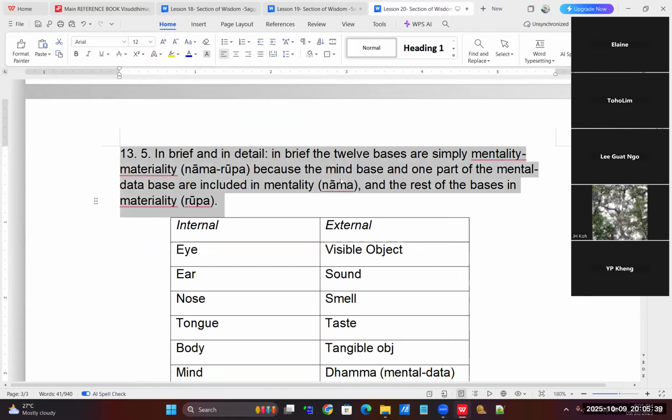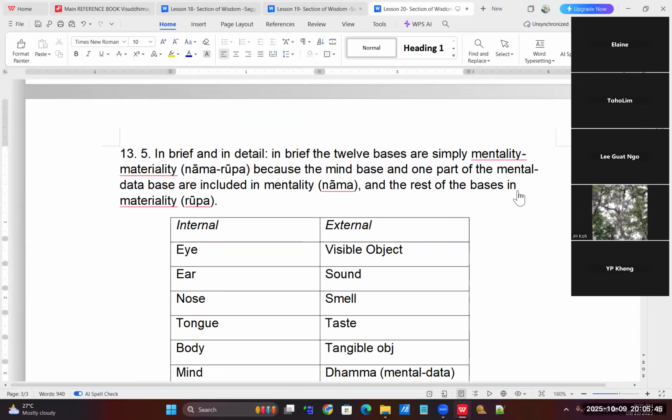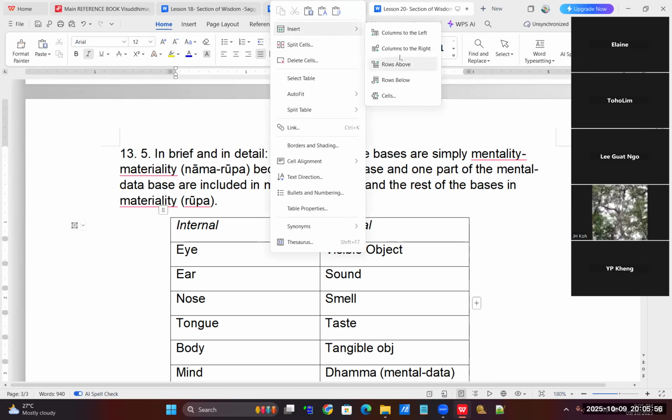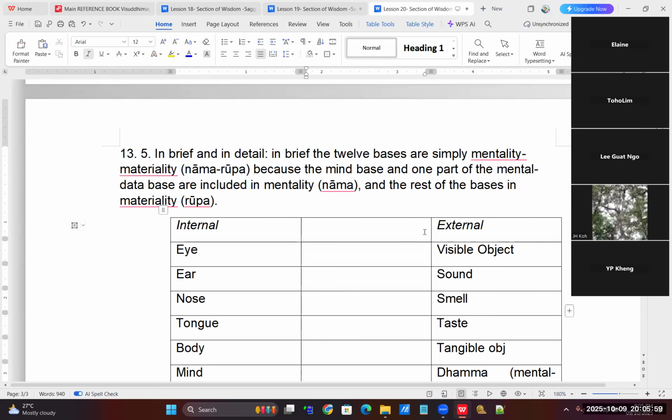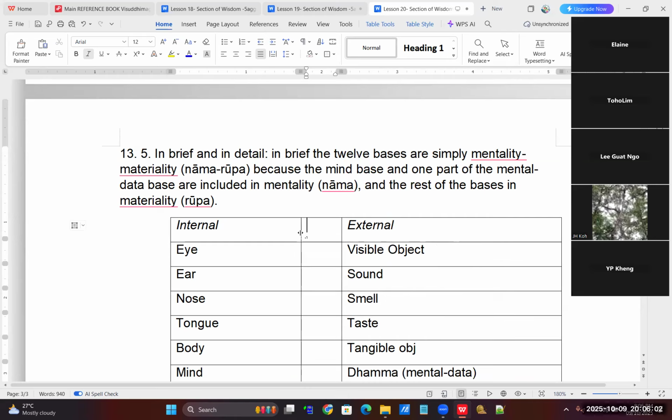13, yes. 13. Wow. Yes. In brief and in detail. In brief, the 12 bases are simply mentality and materiality, nama and rupa, because the mind base and one part of the mental data base are included in mentality, nama, and the rest of the bases in materiality, rupa. Okay, thank you.